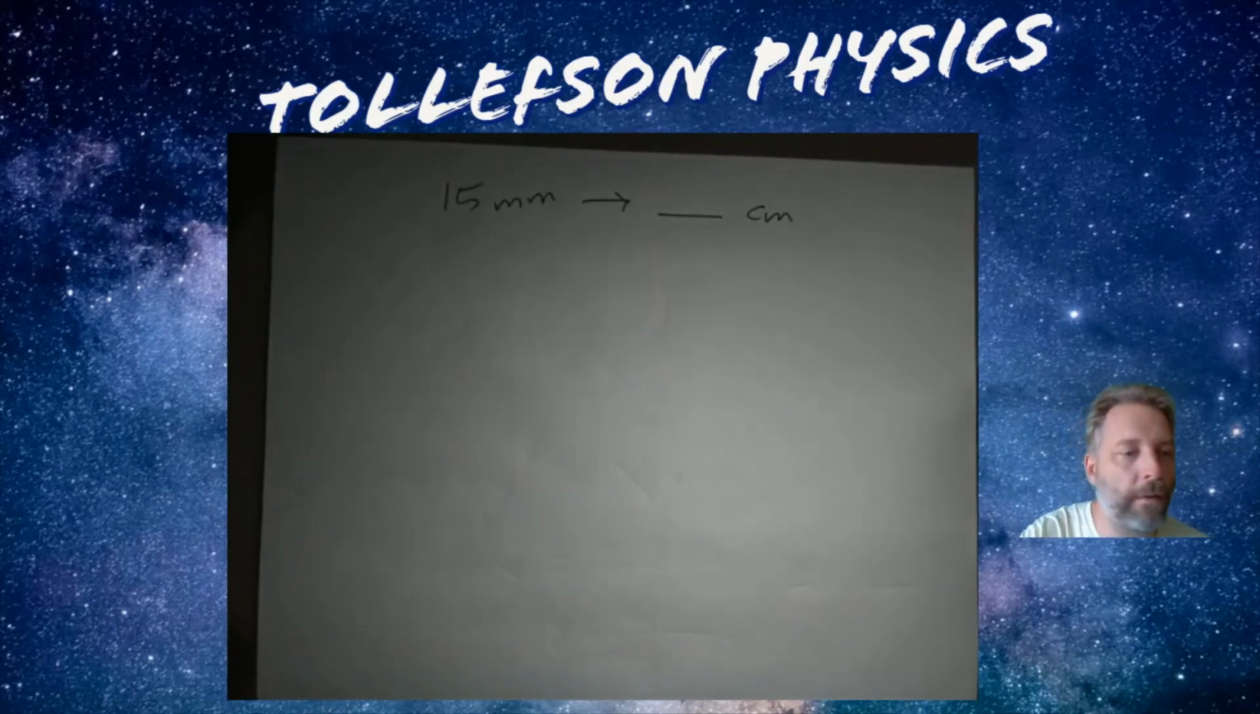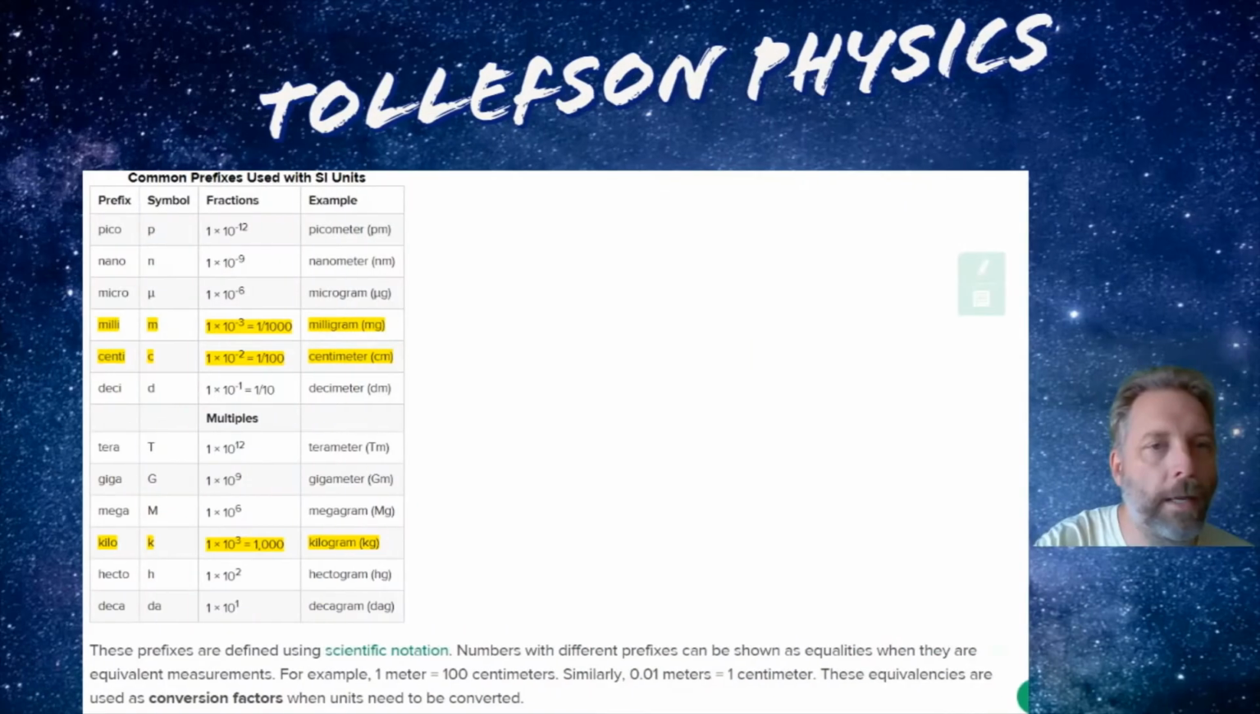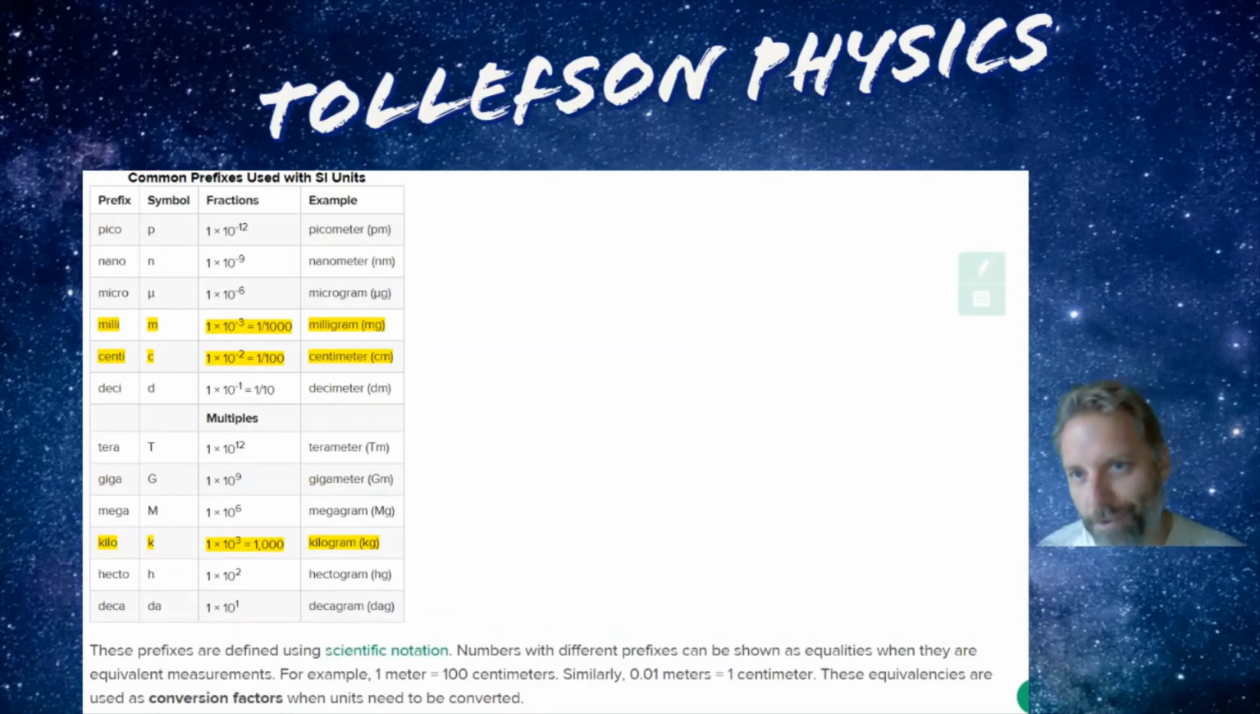Well, what we're going to do, let's go back to our handy dandy table and notice milli. So milli with just the M. Don't confuse that M with meters, right? It comes first. And so milli means 1/1000th. And what about centi? Centi means 1/100th. And a centimeter is a little smaller than an inch, and a millimeter is 10 times smaller than that.